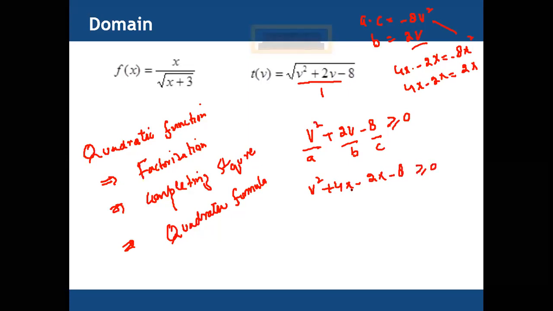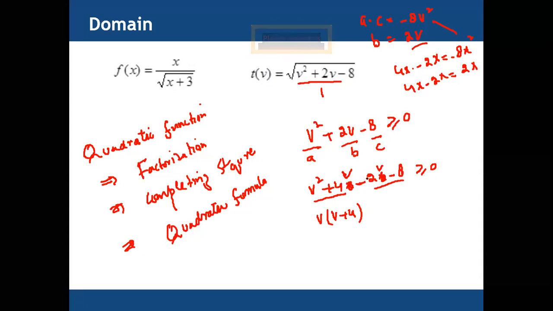So we can write v square plus 4v minus 2v minus 8 greater than or equal to 0. This is not x, actually these are v. So we have v here, and this one is also v, not x. v square plus 4v minus 2v minus 8. Taking common in the first two terms and also in the second two. We can take v common from the first; if we take v, we have v plus 4.